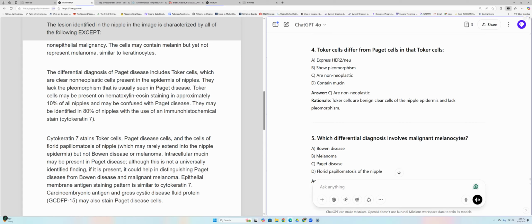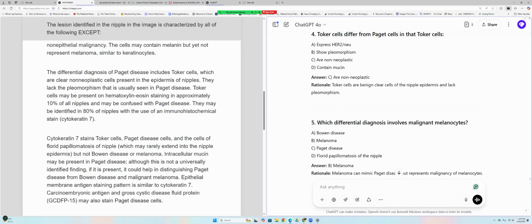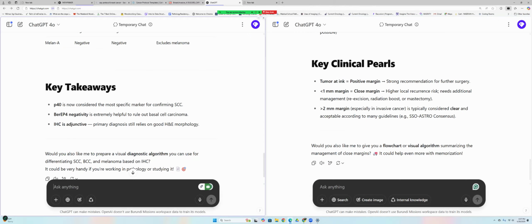Now, Toker cells. What are Toker cells? They are non-neoplastic, benign clear cells of the nipple epidermis. Let's look at the picture of Toker cells of the nipple. You see, a picture is worth a thousand words.